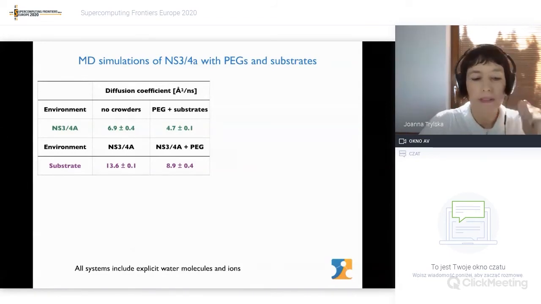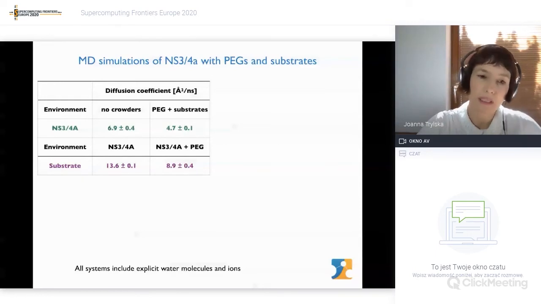So one of the reasons is that the diffusion of the substrate, which is calculated based on the trajectories we generated, is slowed down by about 35% in the presence of crowders, which you see here in this violet row. And what we found is that it's mainly an excluded volume effect because the substrates do not really interact with polyethylene glycol molecules in terms of hydrogen bonding. Another reason is that the diffusion of the protease is also slowed down.